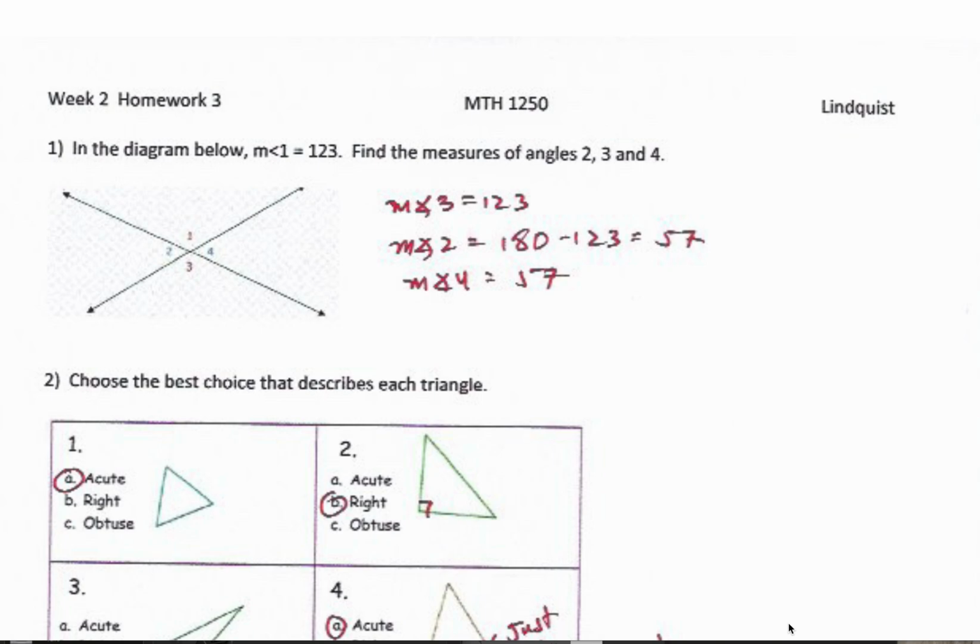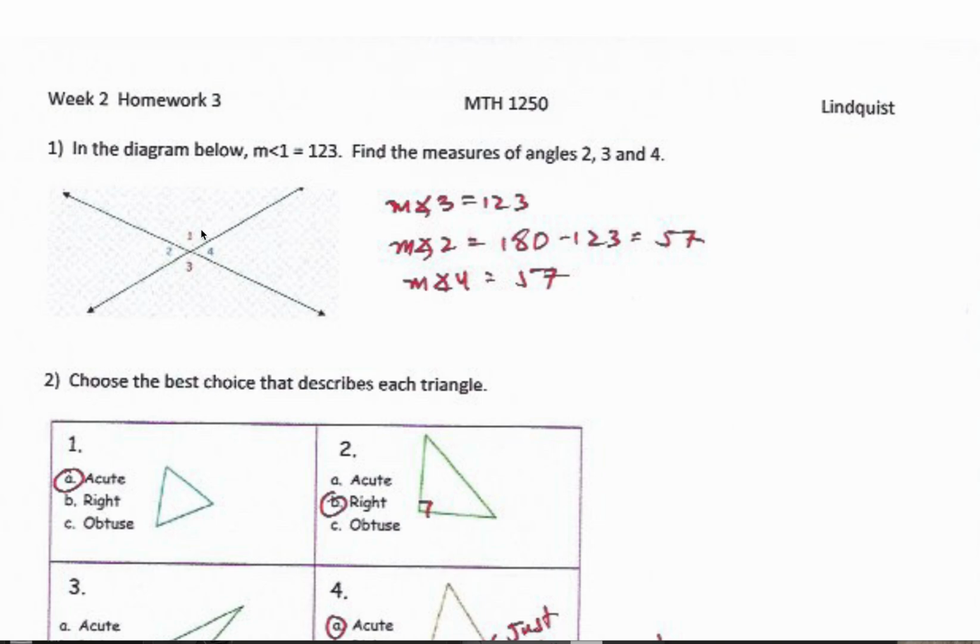Number 3, the first lesson in week number 2. So in the top diagram, remember we always include some review material. In the top diagram, we're looking at some vertical angles here. Angle 1 and 3 are always equal. So if 1 is 123, so is 3.